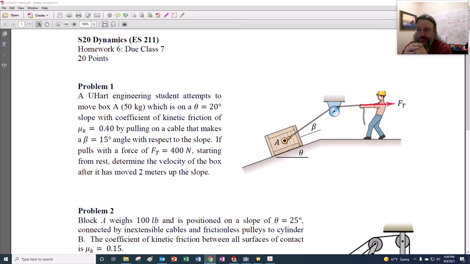And he is pulling at 400 newtons. So the tension in the cable is 400 newtons. And they're starting from rest. We want to find the velocity of the box after it has moved 2 meters up the slope.